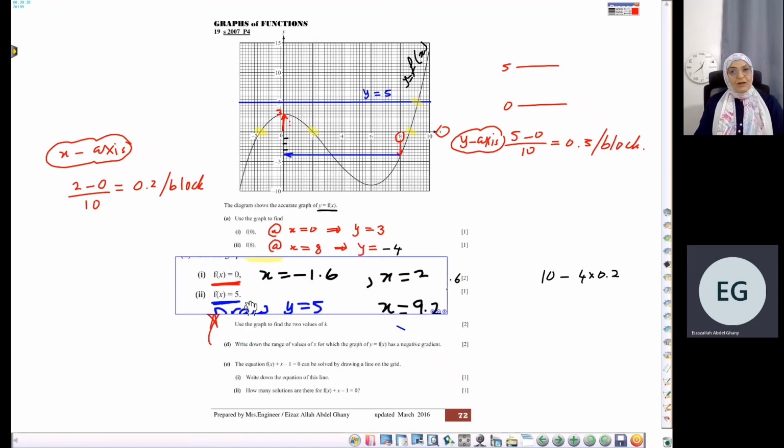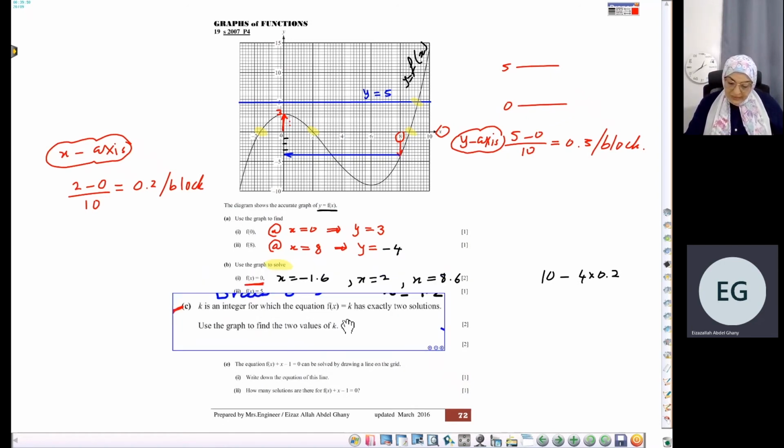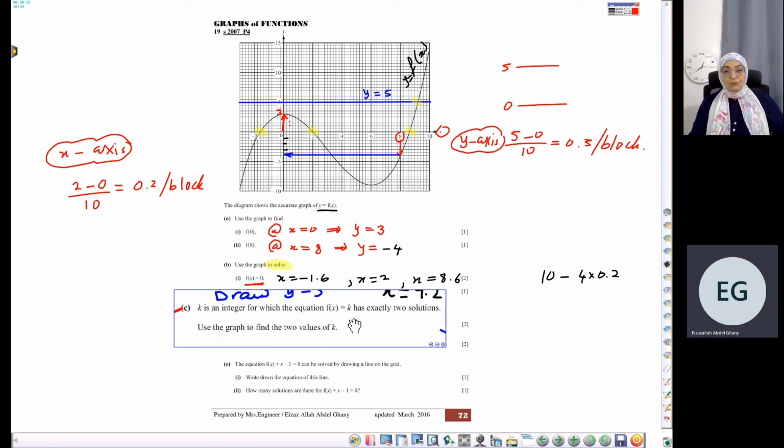F of x equals 5. F of x is this curve. Y equals 5, it is a horizontal line. Y equals 5 cuts y-axis at 5. And here we have y equals k. We have to draw a line which is y equals k, cuts y-axis at k, and it will cut the curve at two solutions. He said so. K is an integer. You have to say it. For which the equation f of x equals k has exactly two solutions. There is only one option.